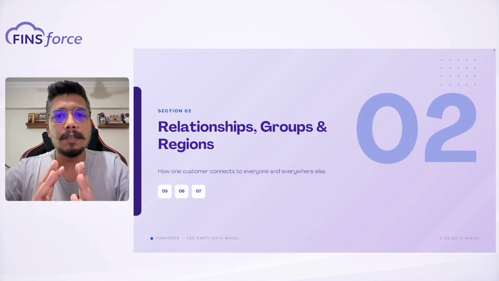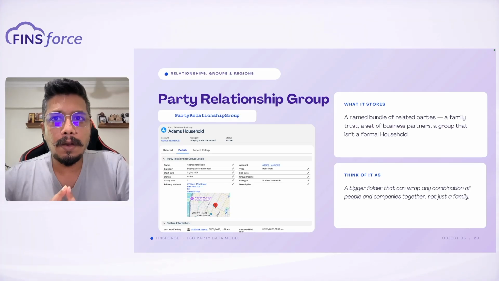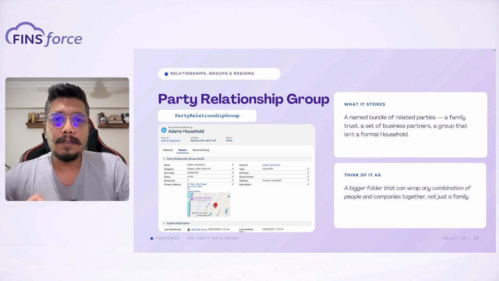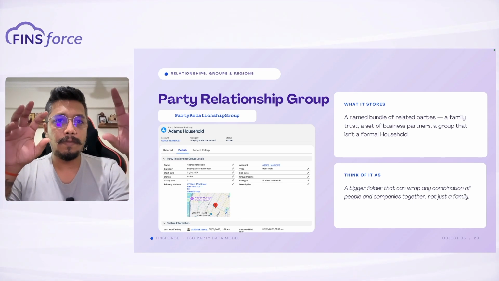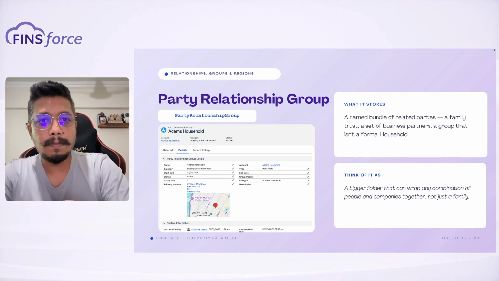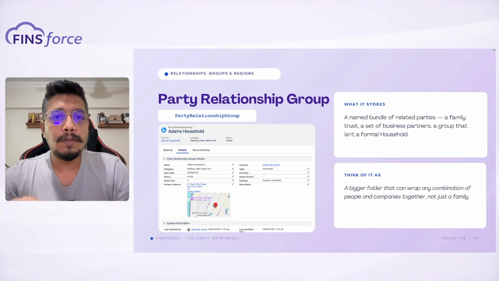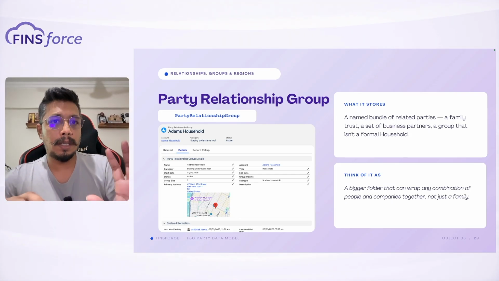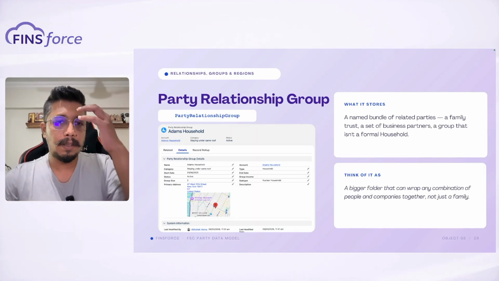Now we will move to section number 2, party relationship group. If you have watched my household video, there I briefly mentioned the party relationship group, that if you wanted to connect two individuals to one household or a group, you have to create the party relationship group object. Then you can see it in the hierarchy. So this is nothing but bundling up all the party relationships into one tree, a family tree or household tree.